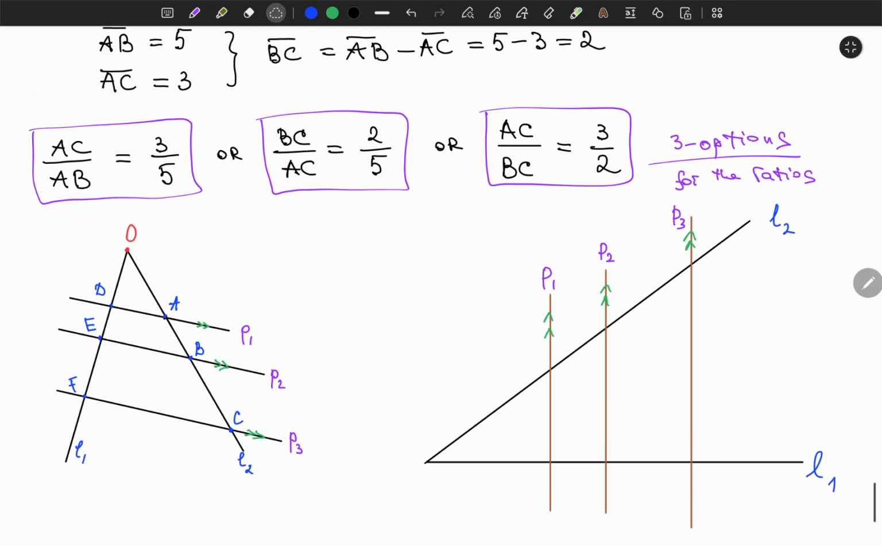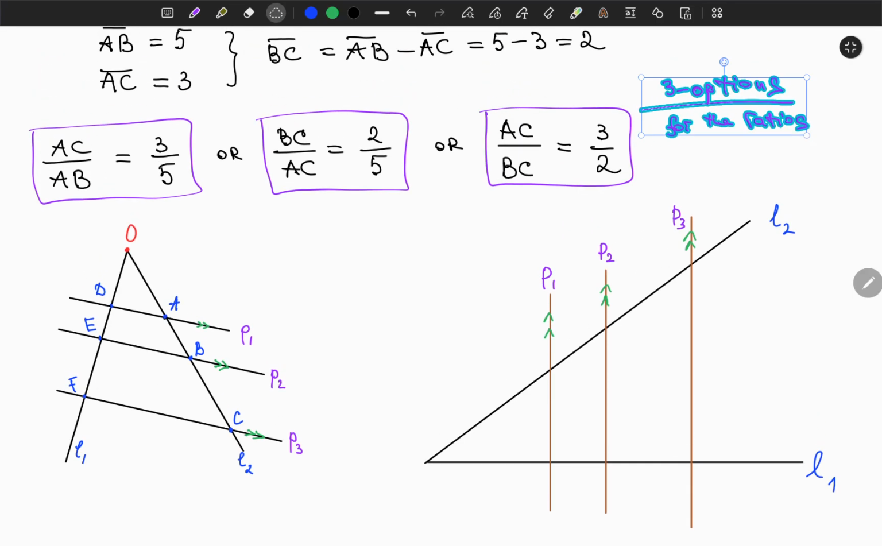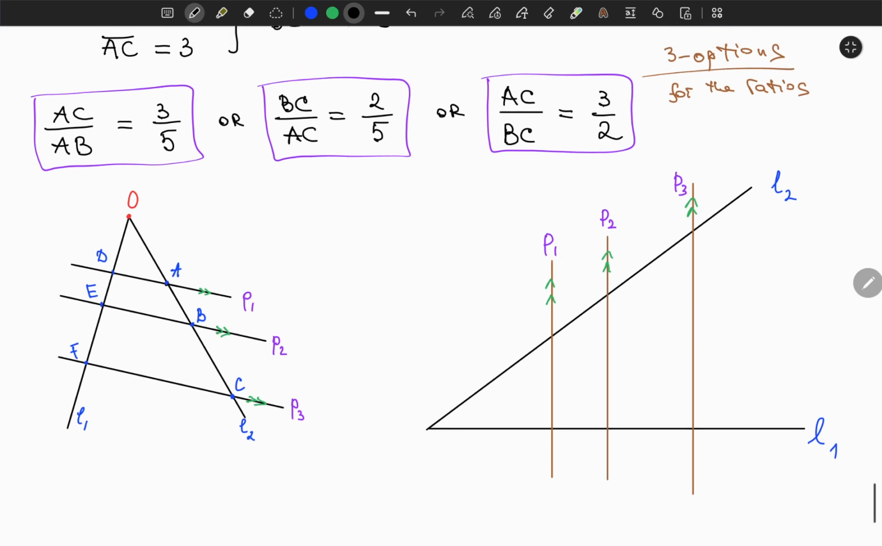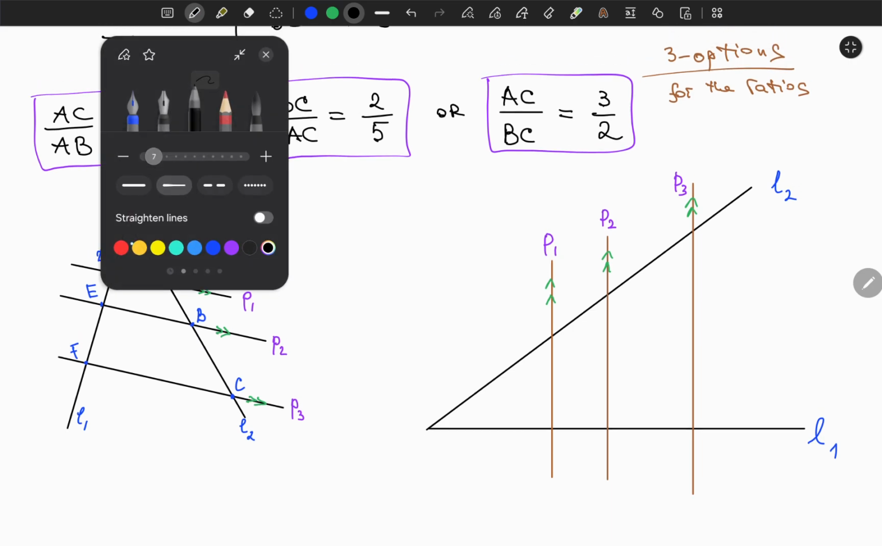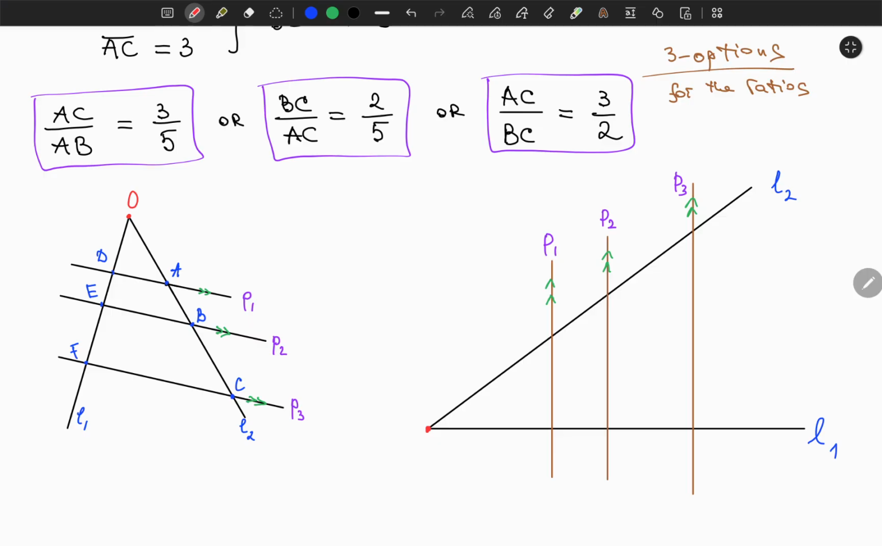Now let's put the points. This is O, and let this point be A, this point B, and this point C. Now I'm not going to put the bottom points like D, F. We're going to do something different.